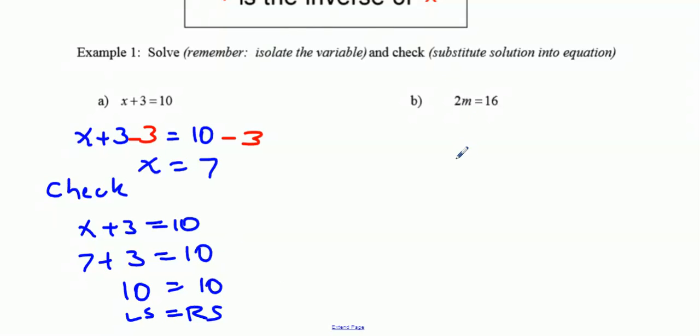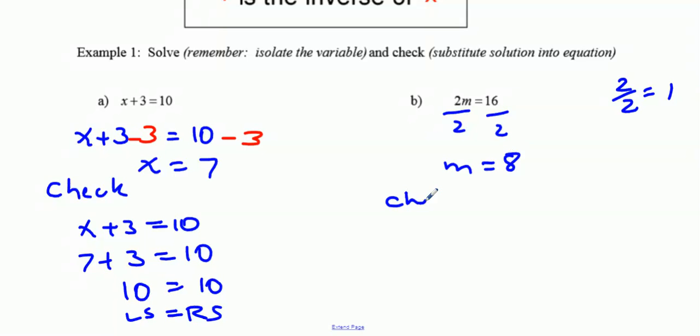Okay, so let's ask ourselves, what's happening to the m in this situation? The m is being multiplied this time by 2. So what's the inverse of multiplication? Division. So we are going to divide both sides by 2. Remember, what you do to one side, you must do to the other. And when I do that, 2 over 2 is the same as 1, right? 1m. Well, we don't write the 1. We just write m. And then 16 divided by 2 is 8.